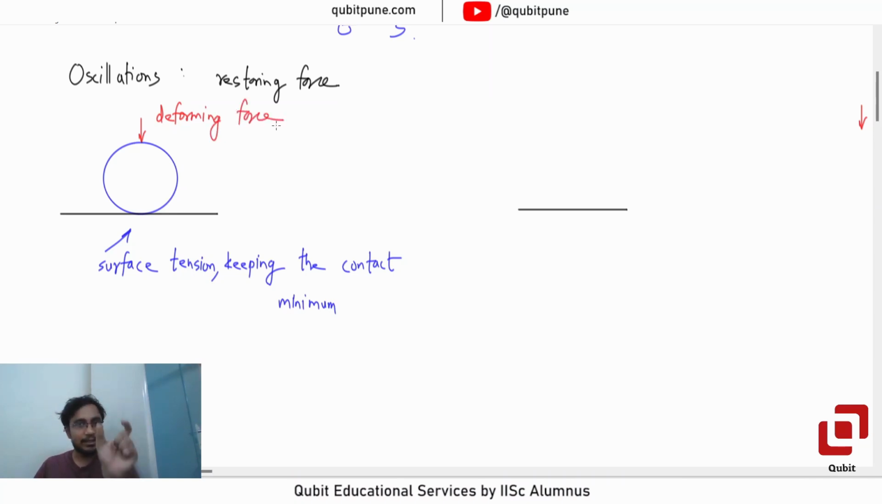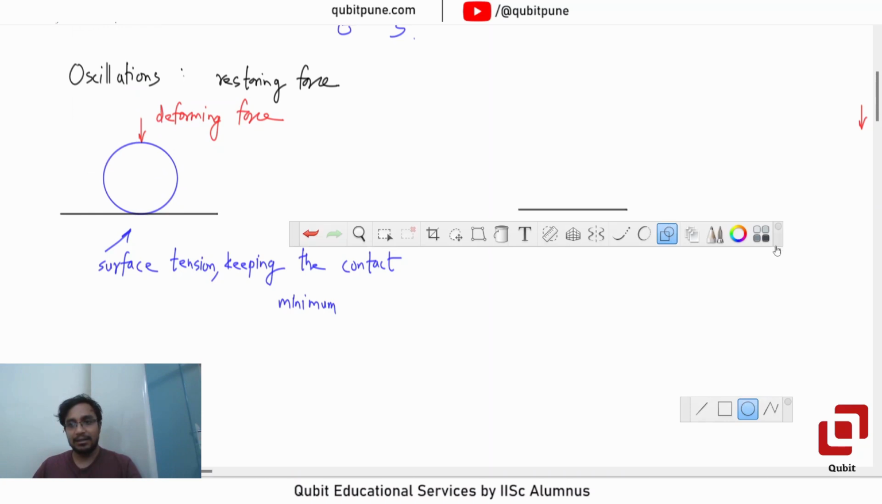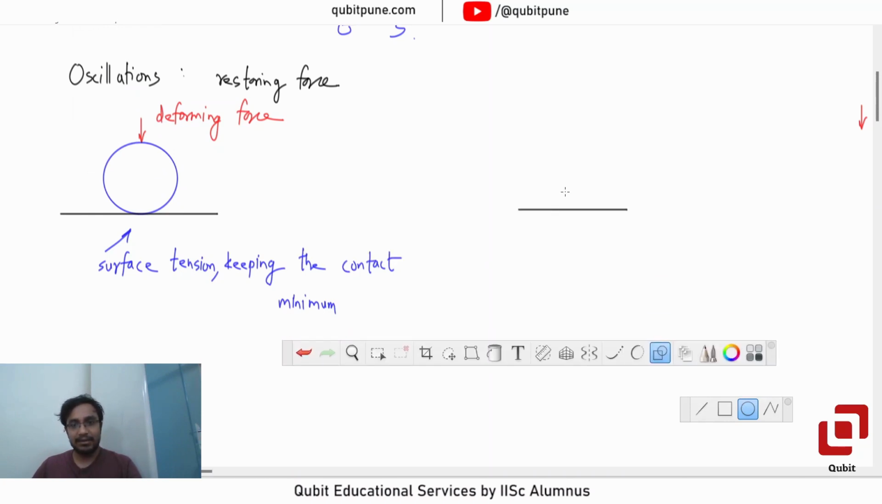This is as good as pulling the mass, which is hanging on the spring, and then releasing it. Now think about it. What will happen due to this deforming force? We are going to assume that it is not going to destroy the drop. So obviously it will now take the shape of an egg, something like this.